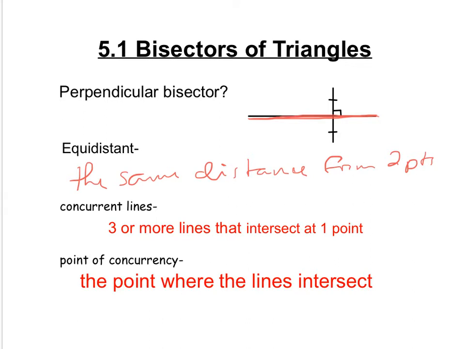One more word you need to know, concurrent. Concurrent lines are three or more lines that intersect at one point. And where they intersect, that one point where the three or more lines intersect, is called the point of concurrency. So if three or more lines intersect at one point, they are concurrent. And that point where they meet is called the point of concurrency.